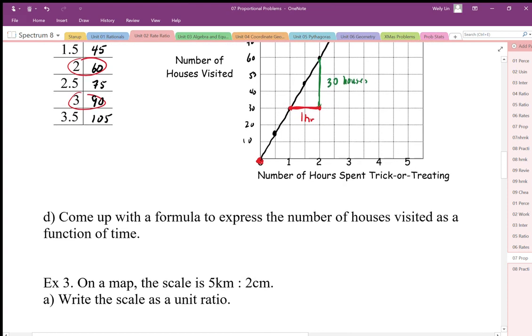So we can come up with a formula then to express the number of houses visited as a function of time. So the number of houses is going to be what we're calculating, and I'm going to call that y. And we can calculate that by 30 houses per hour times the number of hours.